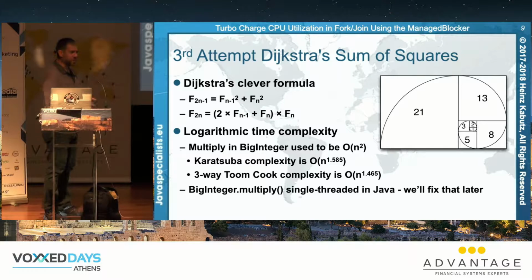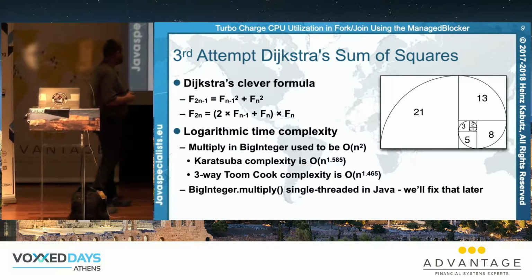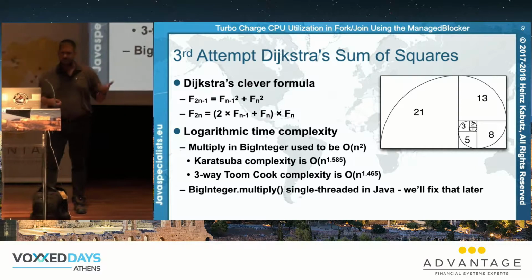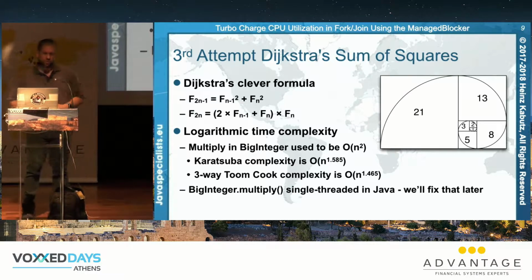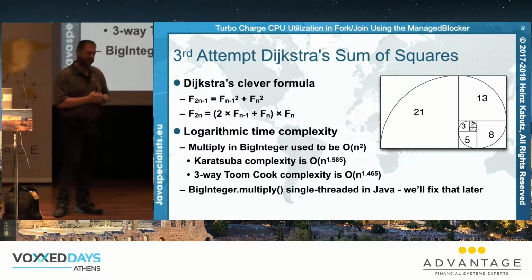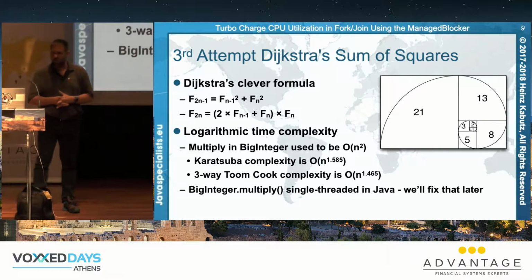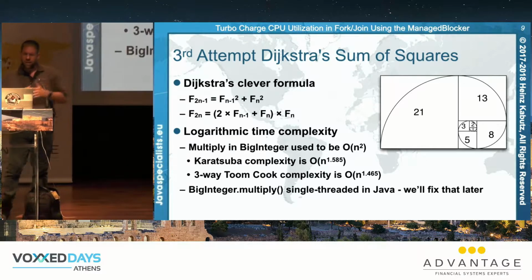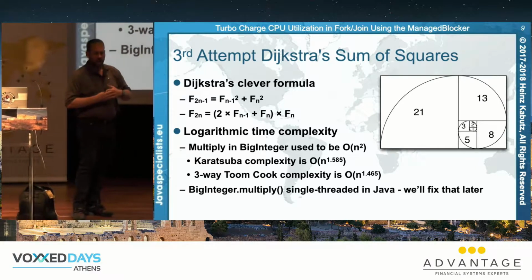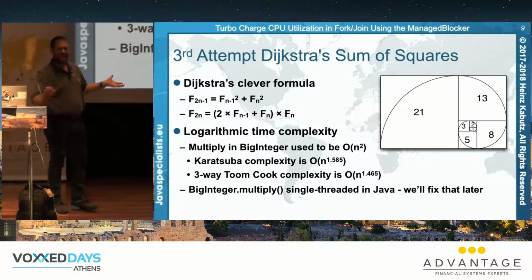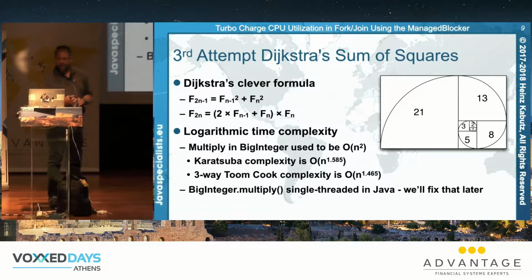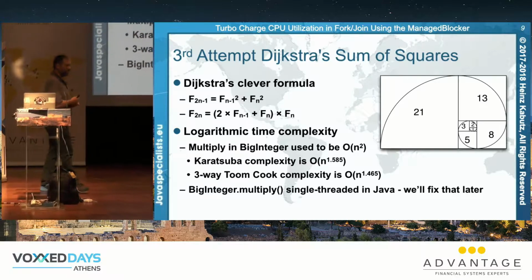The third attempt is with Dijkstra's sum of squares. Now, this has much better time complexity because at every step, we divide the number by 2. So we halve and halve and halve. You end up with logarithmic time complexity of the actual calculation algorithm. Now, originally in Java 7 and before that, the BigInteger multiply was also a quadratic multiplication. So multiply was really slow, order n squared. They fixed that in Java 8 for big numbers.